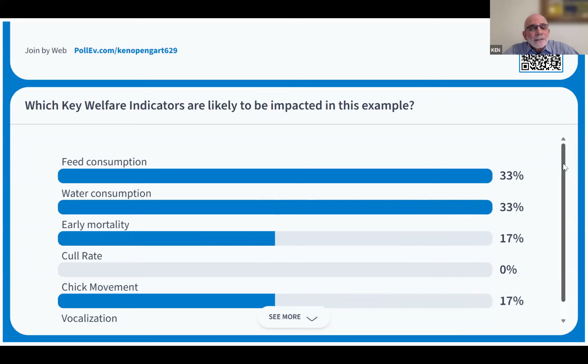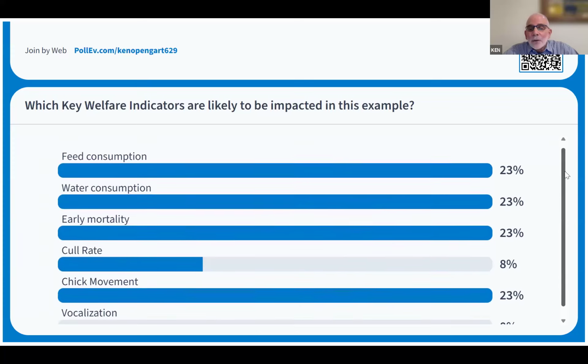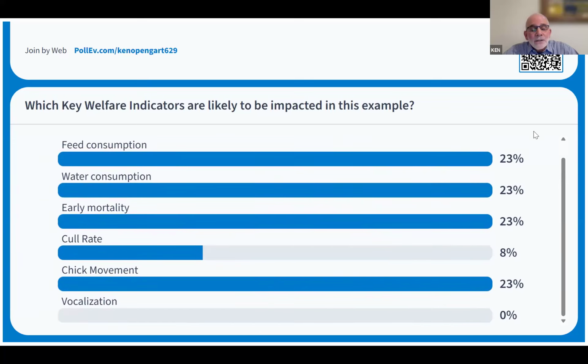We've got some good responses coming in now. So in this flock, feed consumption would be down and water consumption would be down because the chicks are not up eating and drinking like they should be. That's going to certainly cause an increase in early mortality and the development of more culls than you would typically see. Chick movement and vocalization too, actually. Birds that are not eating and drinking can be quite loud if they're unhappy. So really all of these would be key welfare indicators that are impacted in this example.